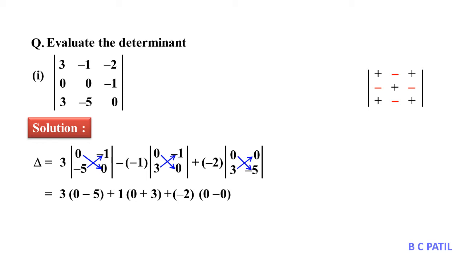Next, 0 into minus 5, 0. 0 into 3, again 0. 3 into minus 5, minus 15. 1 into 3, 3. 0 into anything, 0. So, final answer is minus 12.